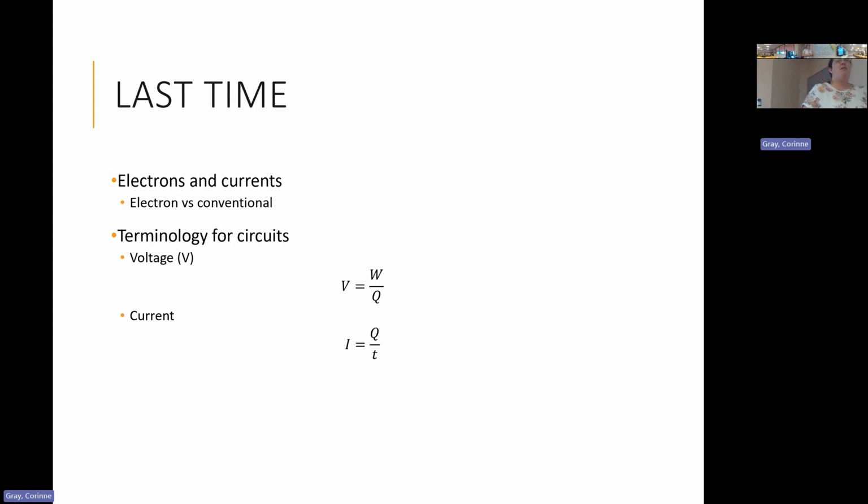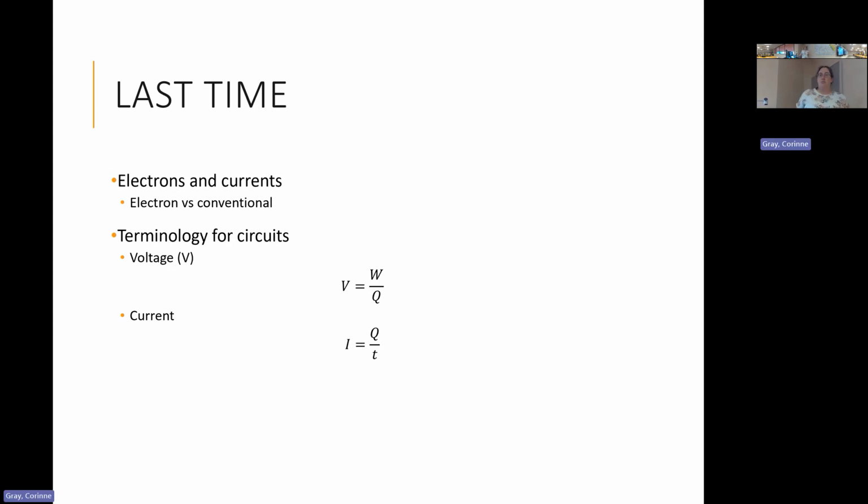So we went through and talked about electrons, where they come from. We talked about, in reality, we now know electrons are responsible for current, but with how we're going to utilize our currents in this class, we are primarily going to use the conventional current, which is the positively moving charge. We also introduced the idea of voltage, which has the SI units of volts. And we talked about the current being equal to the amount of charge passing per time.